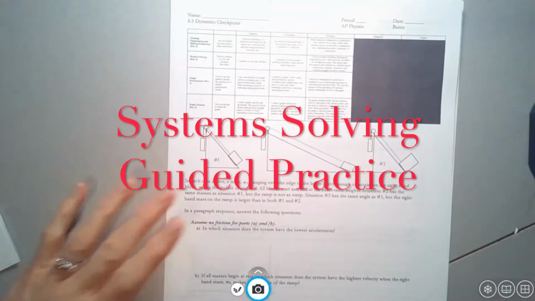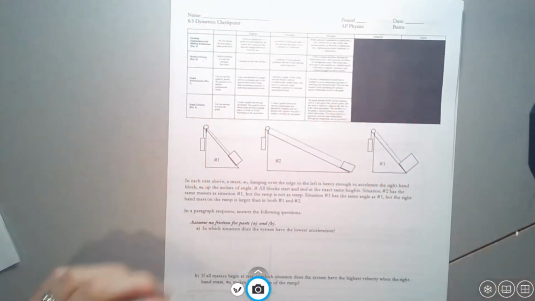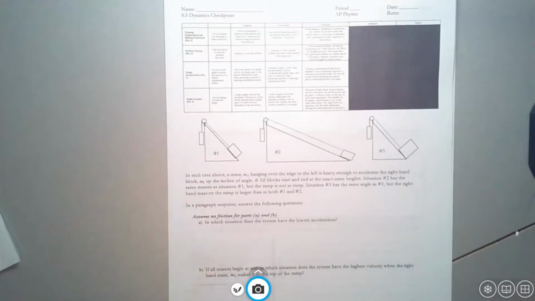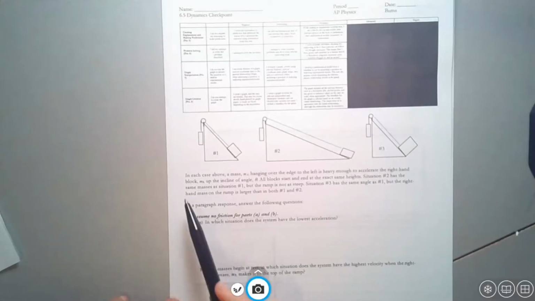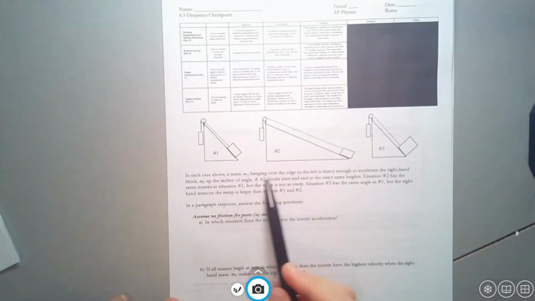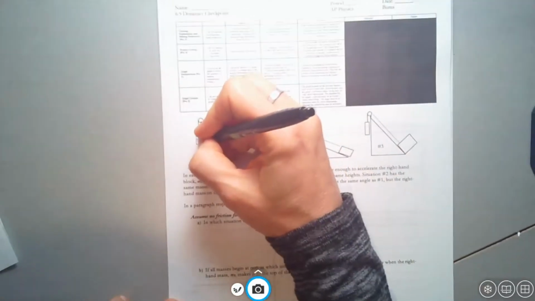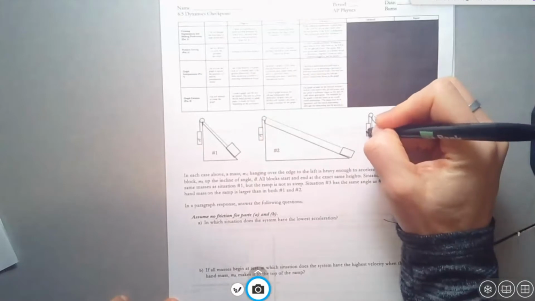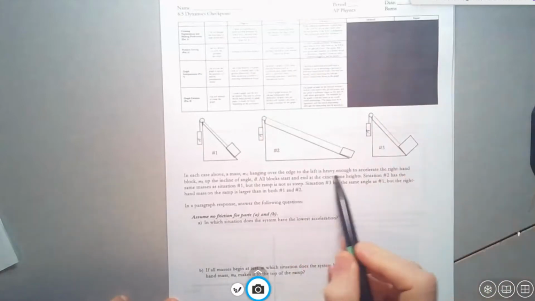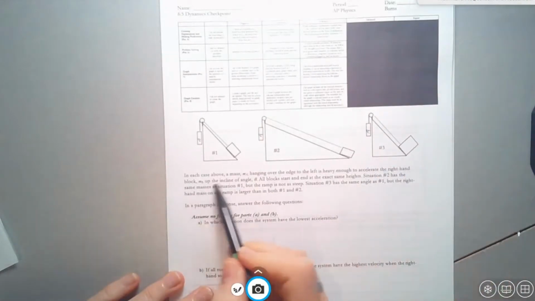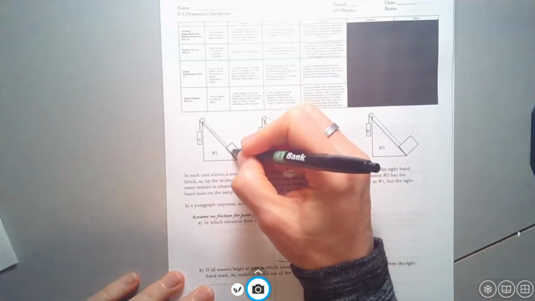Checkpoint that you just took. This is the complicated right before the test checkpoint to really push your understanding of the content we've been talking about. So in each case above, a mass, MA, is hanging over the edge. So that's this one. So this is A in each case. And it's heavy enough to accelerate the right-hand block, MB, up the incline.